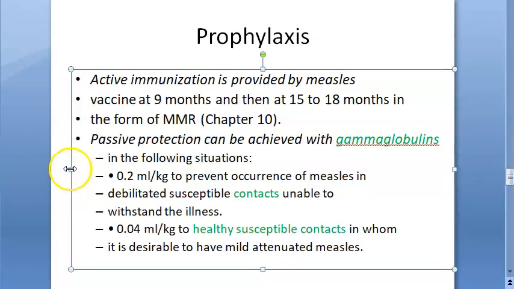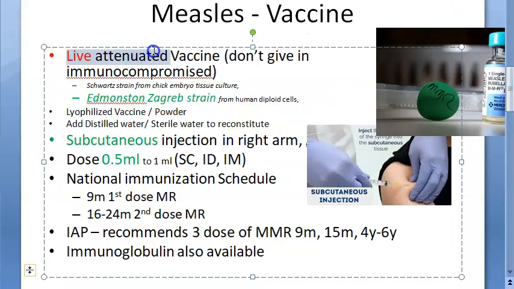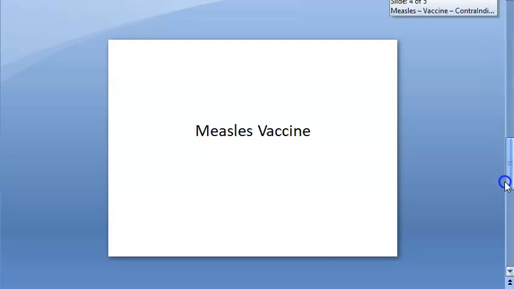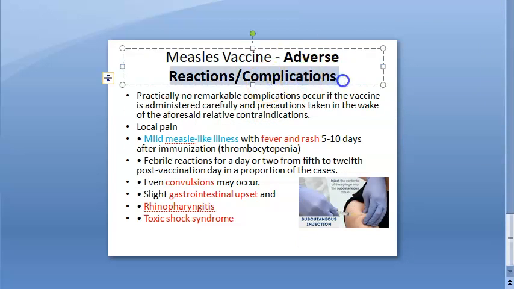That's all, people. We have looked at the prophylaxis also. Just remember that, guys, this measles vaccine is a live attenuated vaccine, so you should not give it to immunocompromised people. Of all the vaccines, the measles vaccine has many contraindications and complications listed. Compared to other vaccines, this one has some more adverse reactions and complications.